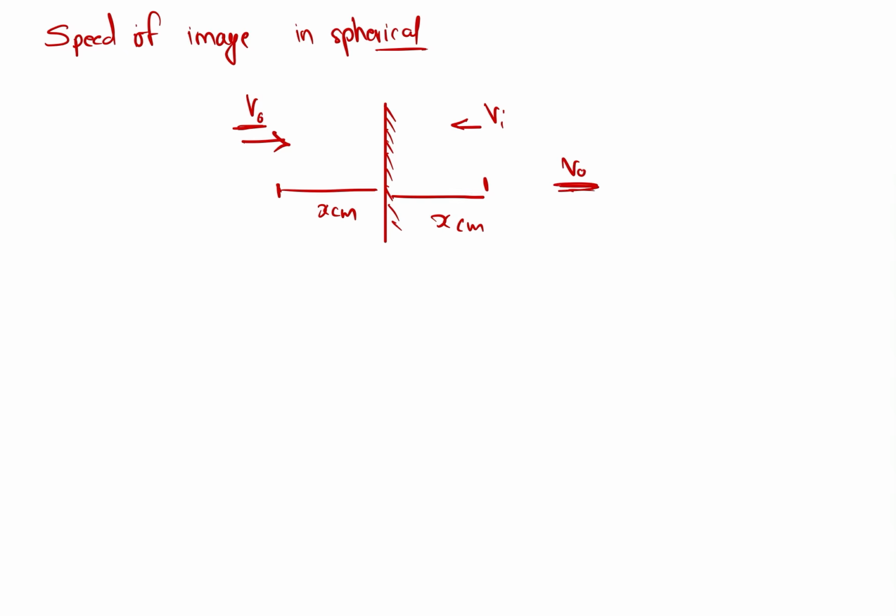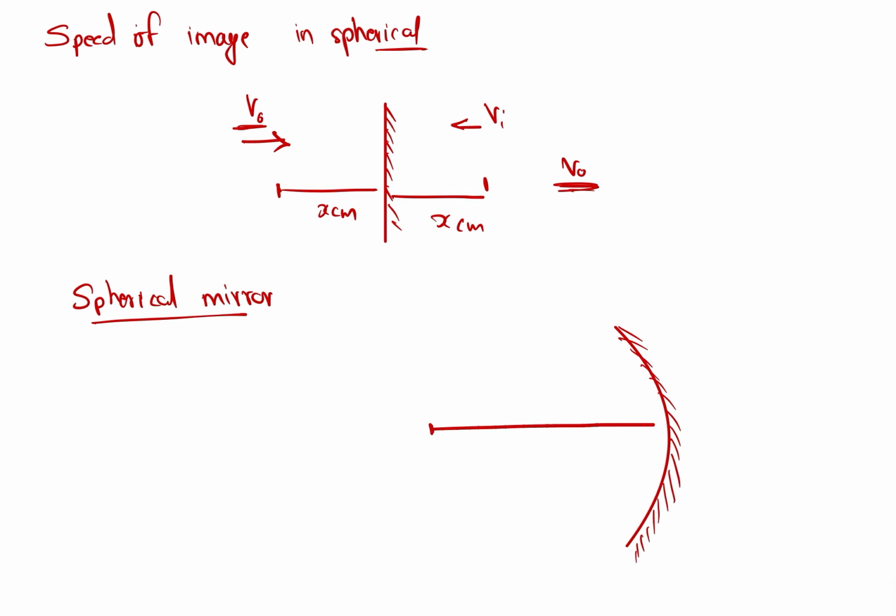So what about the case of a spherical mirror? In case of a spherical mirror, first of all, we are considering a concave mirror, which is generally used to derive the formula. So here we have a concave mirror, and suppose the object is moving towards the mirror with a speed of VO meter per second. Then we have to find the speed of the image VI with respect to the mirror.